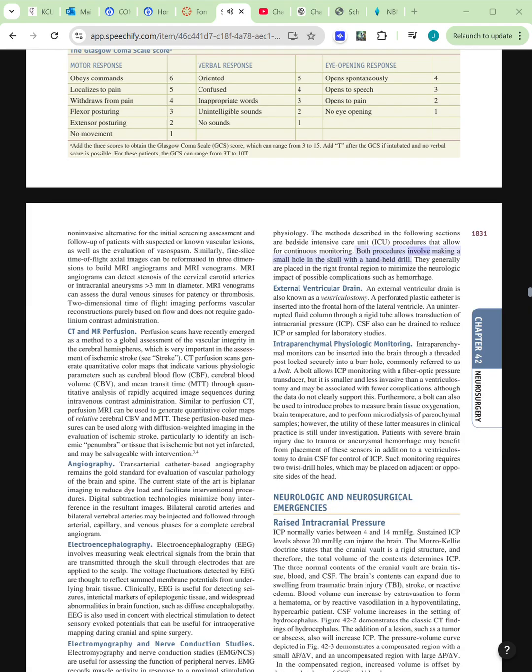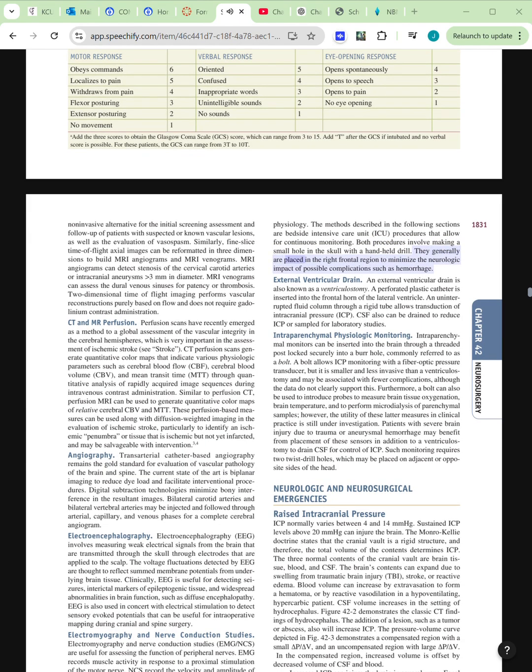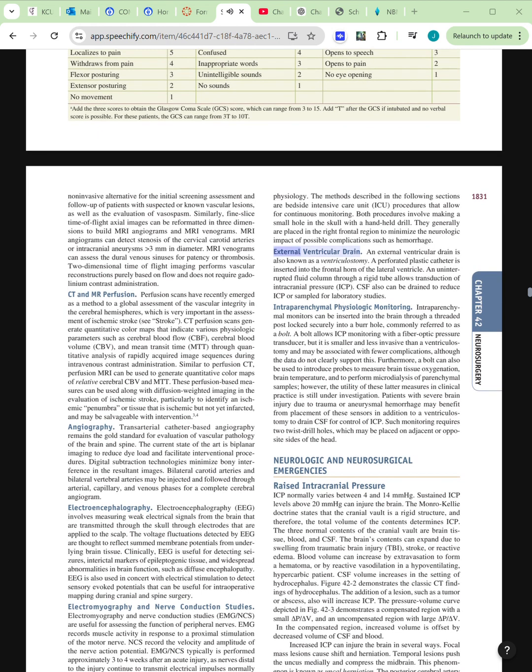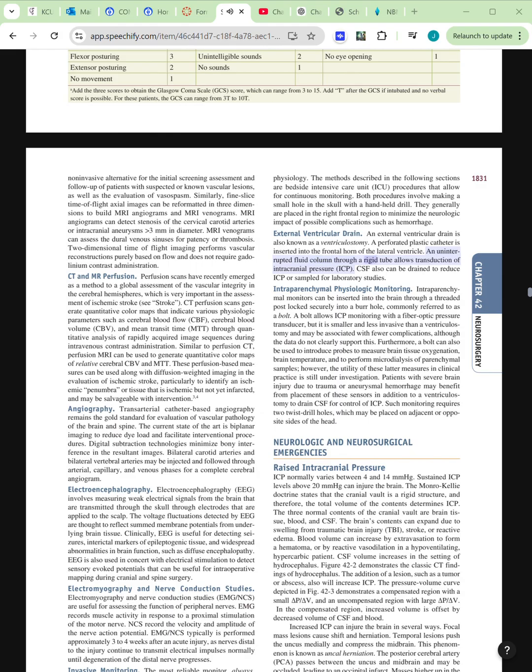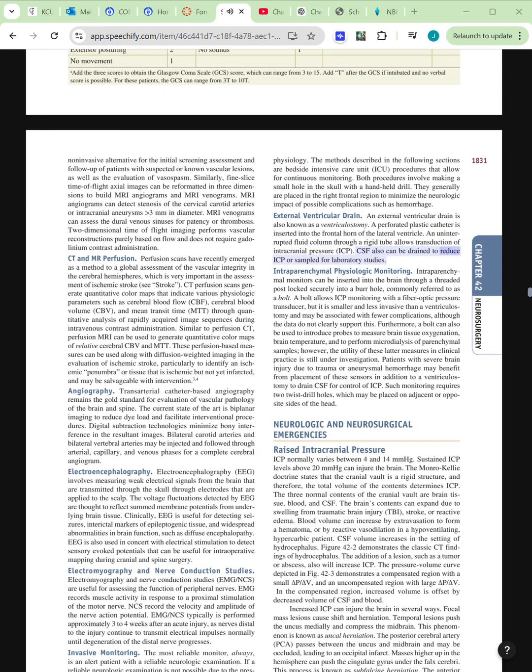Both procedures involve making a small hole in the skull with a handheld drill. They generally are placed in the right frontal region to minimize the neurologic impact of possible complications such as hemorrhage. External ventricular drain. An external ventricular drain is also known as a ventriculostomy. A perforated plastic catheter is inserted into the frontal horn of the lateral ventricle. An uninterrupted fluid column through a rigid tube allows transduction of intracranial pressure. CSF also can be drained to reduce ICP or sampled for laboratory studies.